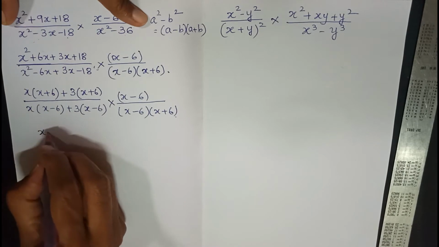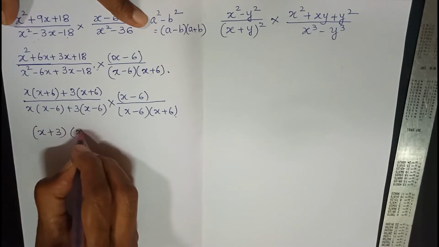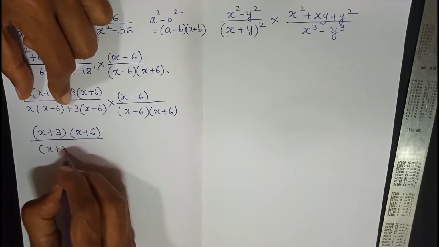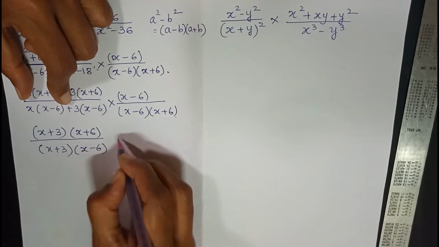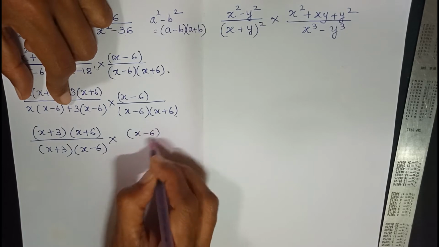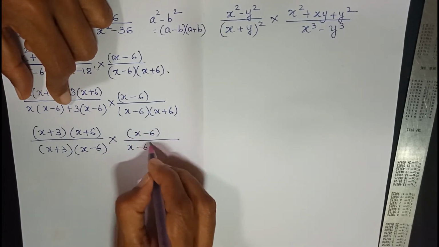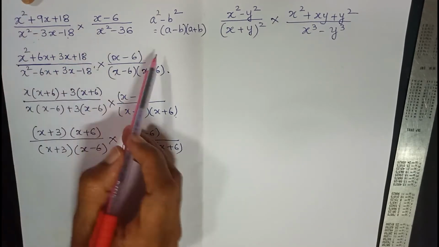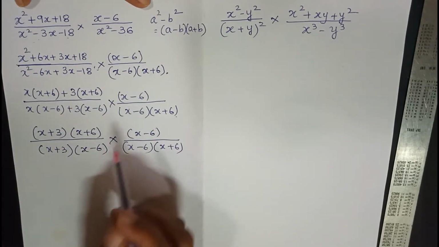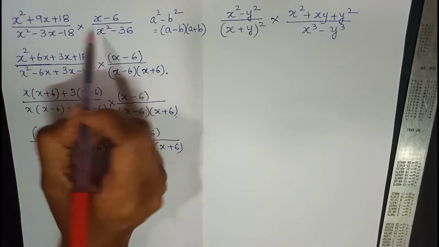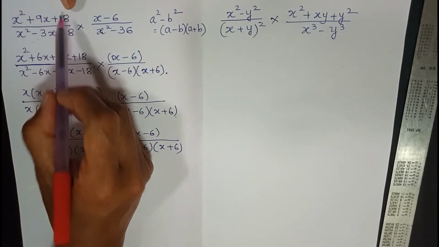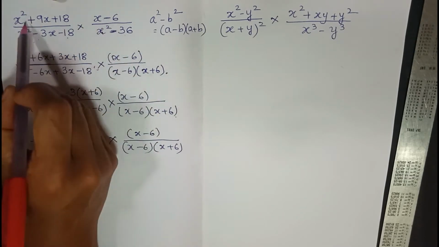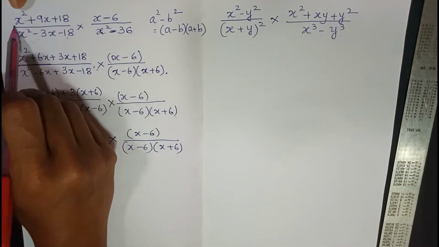Now we will make 2 brackets here, x plus 3, x plus 6. Again down here, x plus 3, x minus 6. Again x minus 6 here and x minus 6, x plus 6. So you can see all the polynomials we have converted into brackets. Now you should remember you cannot cancel x square and x square, 18 and 18 or like that, because there is a plus or a minus sign associated with every term of a polynomial.